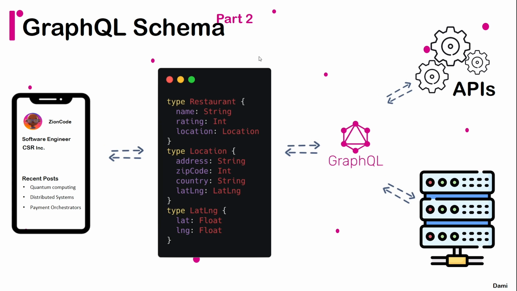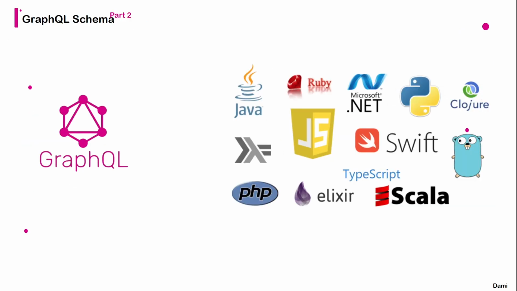So the first thing to understand is that GraphQL is language agnostic. This means GraphQL is independent of any programming language. It is not tied to any programming language, just like you have it in REST and SOAP, right?